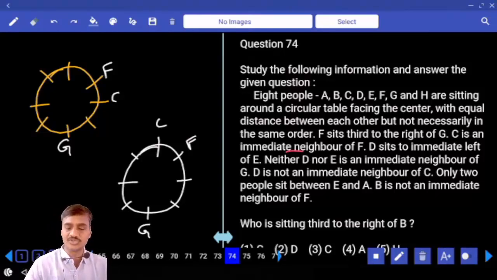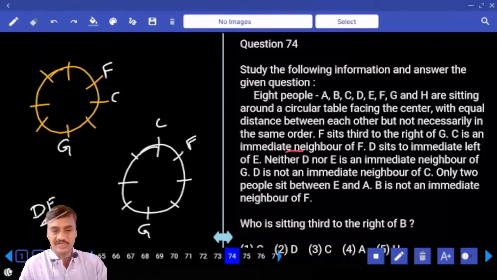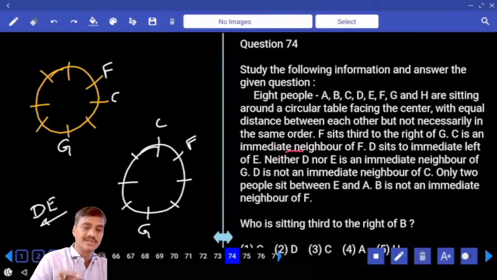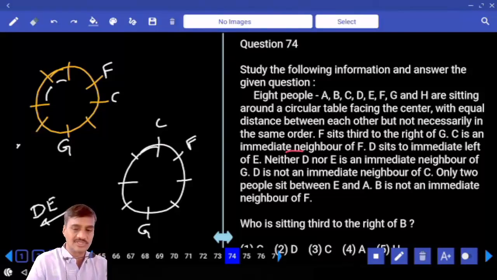And next one, D sits to the immediate left of E. D and E are adjacent to each other. Neither D nor E is an immediate neighbor of Z. So D and E cannot be at this place. As D and E cannot be here, how many possibilities do we have for D and E? D and E can be like this, or like this. 2 possibilities in the first case.